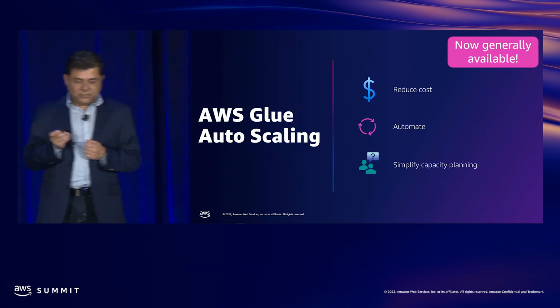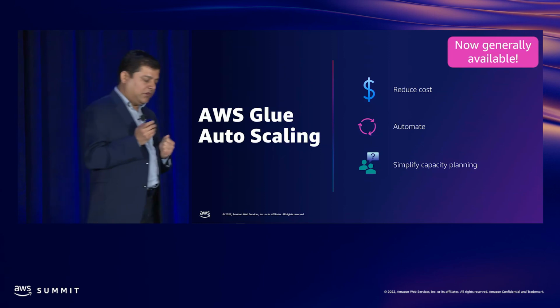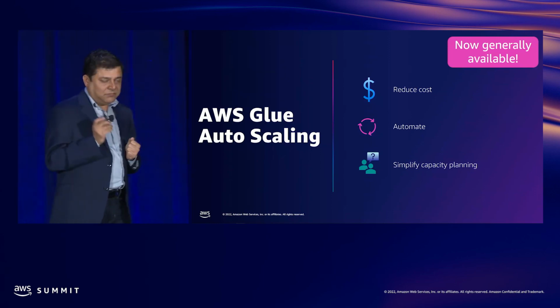So now available, AWS Glue Auto Scaling. It allows you to reduce cost and simplify capacity planning.